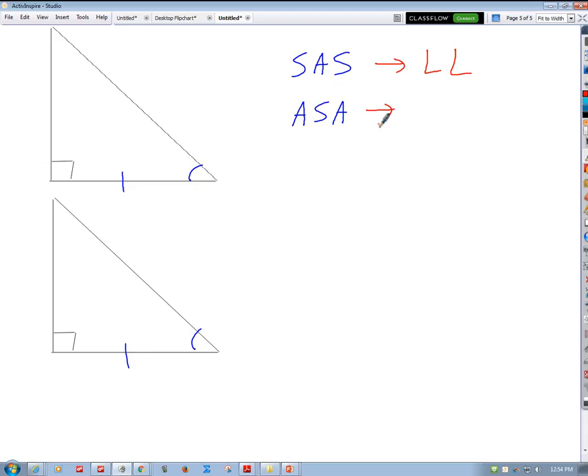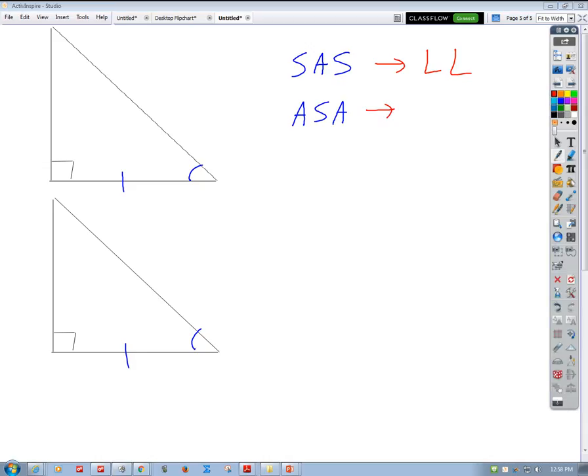Leg angle. Okay, that becomes the leg angle theorem. We've got a leg and an angle, and we should say acute angle, right? When we say angle, because we've got a right angle that's given, the other two angles in a right triangle are both acute. So technically, we should say if a leg and an acute angle of one right triangle are congruent to a leg and an acute angle of a second right triangle, then the right triangles are congruent. So we'd call this leg angle.